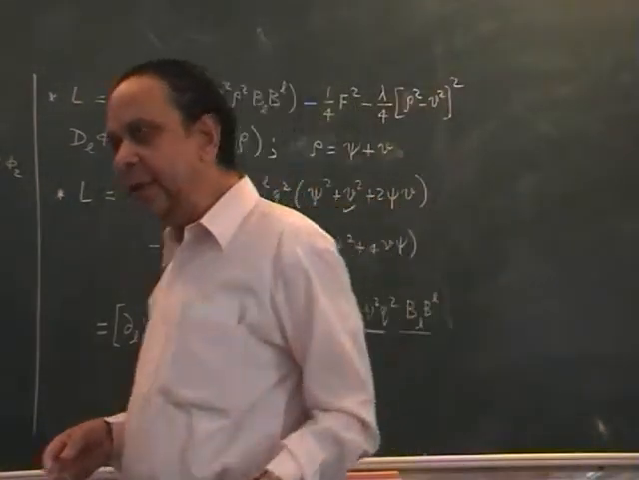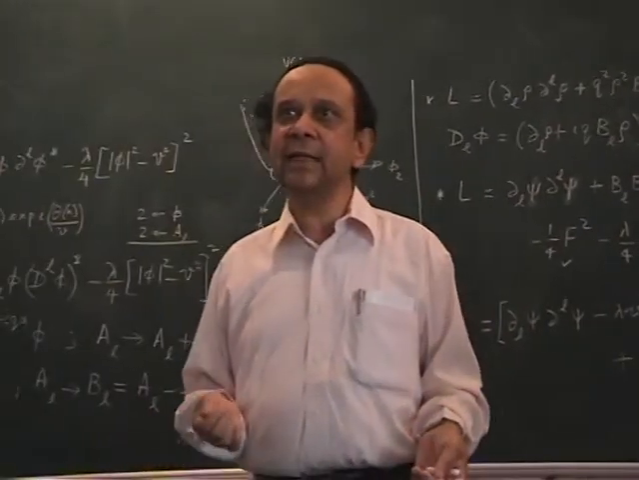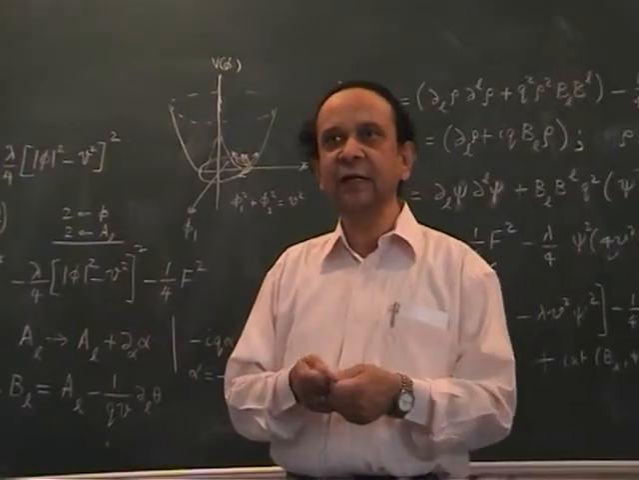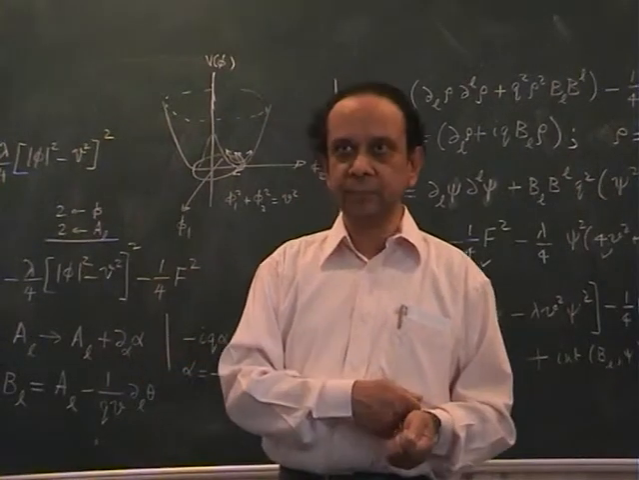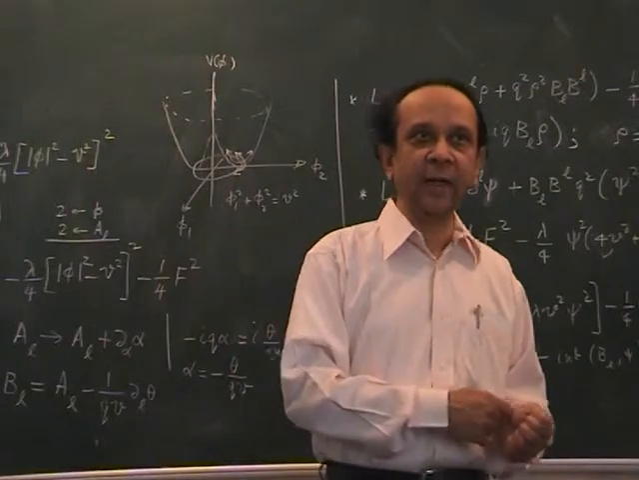So you have, how did this happen? The figurative way in which people will say is that your gauge field has swallowed the Goldstone boson and has become massive. Eaten up the Goldstone boson and has become massive.